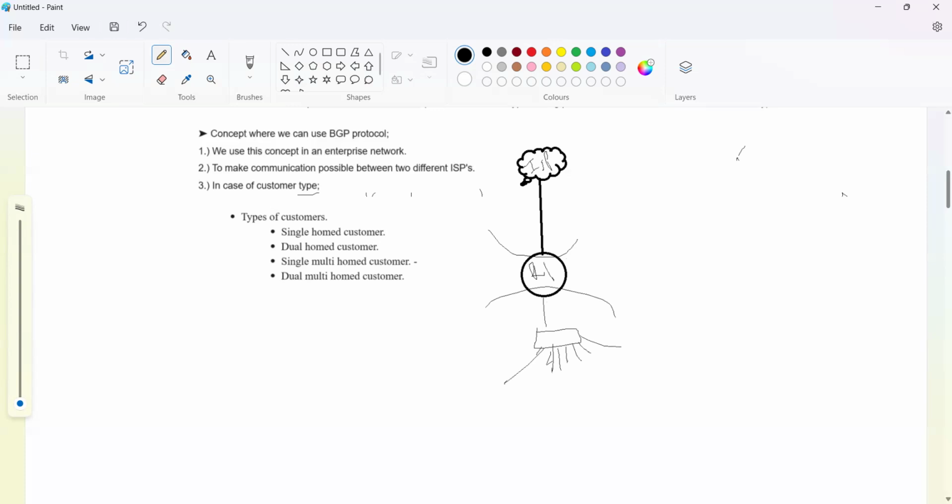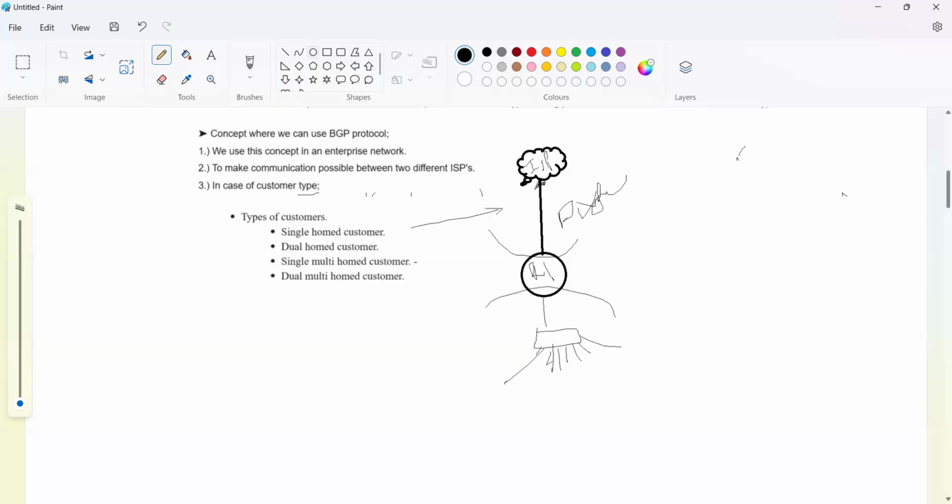We can just give default routing. If we are using default routing with 0.0.0.0 and subnet mask 0.0.0.0, and give the next hop IP address as this one, then it is possible. For the single homed customer BGP is not required. If you want, you can use it. This is a single homed customer directly connected with one ISP.